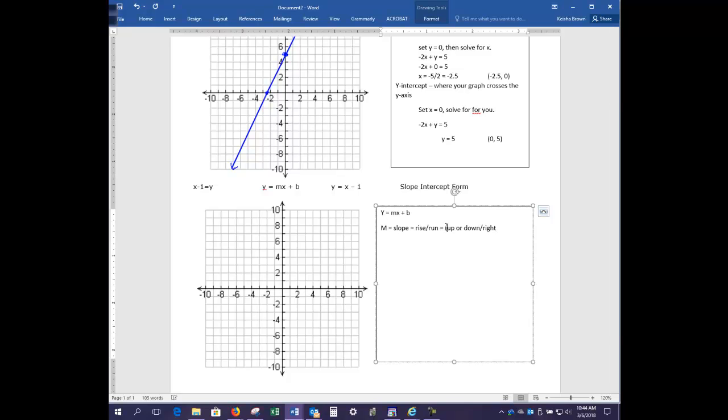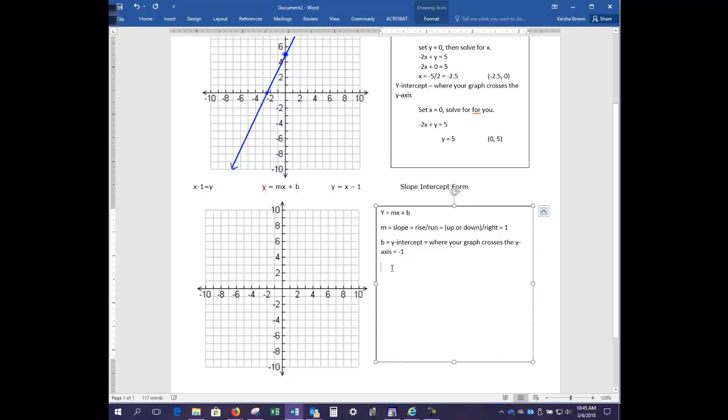If your slope is positive, you're going to go up. If your slope is negative, you're going to go down, and for the denominator, we're always going to go to the right, just to make our life easier. The second piece of information, b, is your y-intercept. Yes, this is the same y-intercept from before. It's just that in this format, you automatically know what the y-intercept is. You don't have to solve for anything. In this particular problem, your slope is 1, and your y-intercept is negative 1.